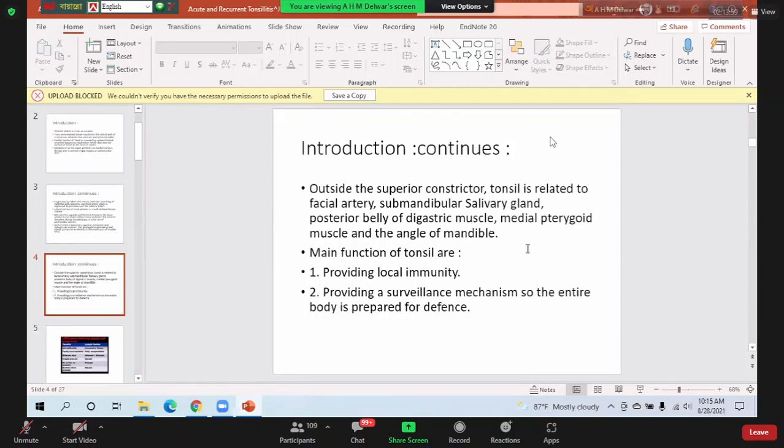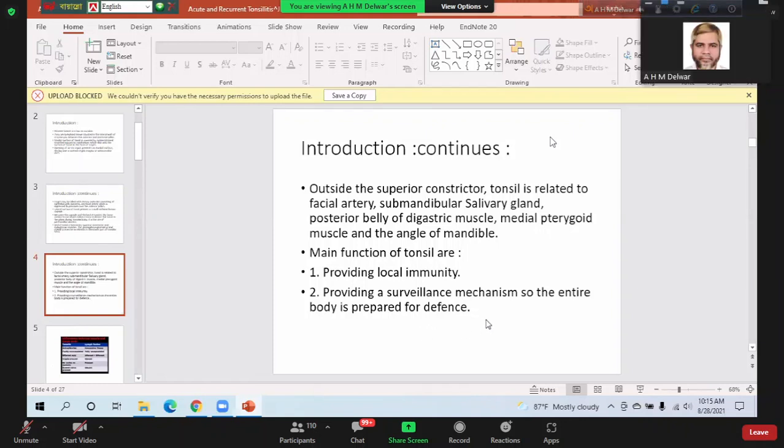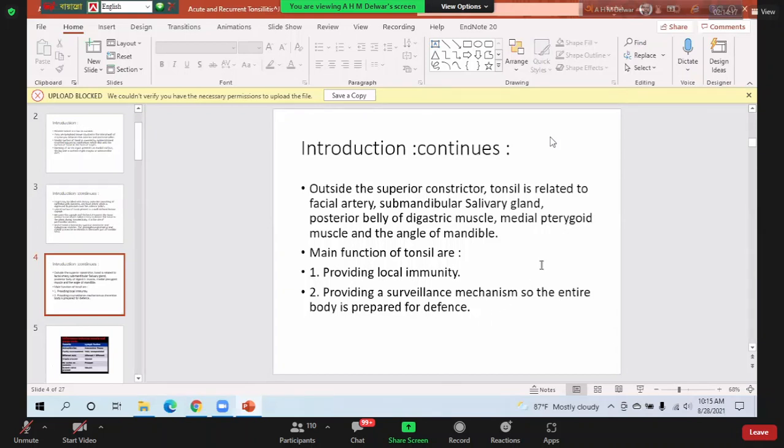So what is the physiology? The main function of the tonsil is providing local immunity and providing a surveillance mechanism, so the entire body is prepared for defense. It is important.